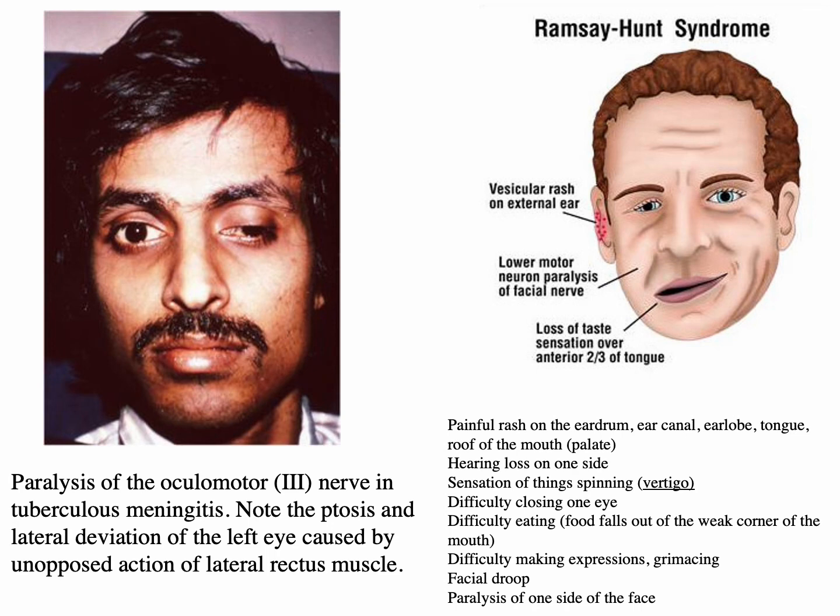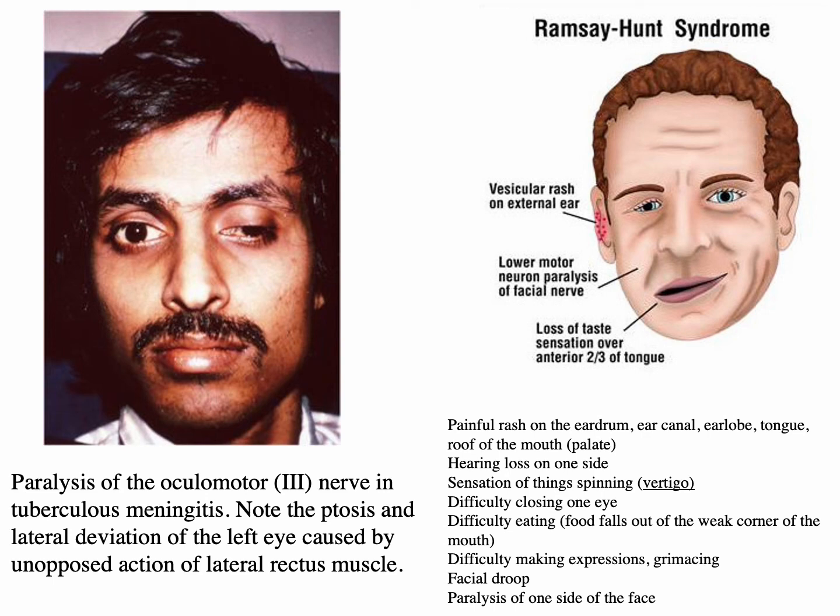On the left is paralysis of the oculomotor nerve in tuberculous meningitis. You note that the left eye is positioned differently from the right eye, and this is due to the cranial nerve having been damaged. So obviously the muscles will not be working very well. The person may have problems opening the mouth properly, eating, chewing, and that sort of thing.